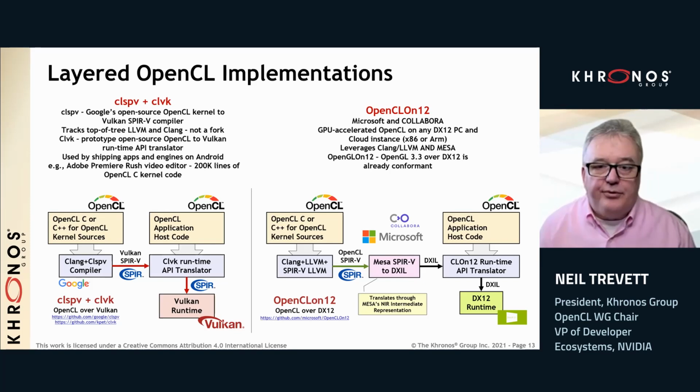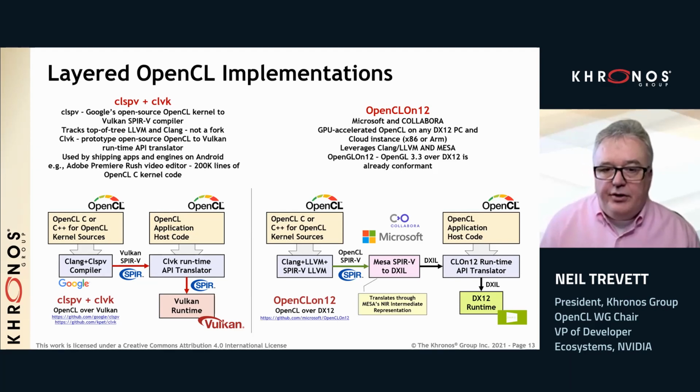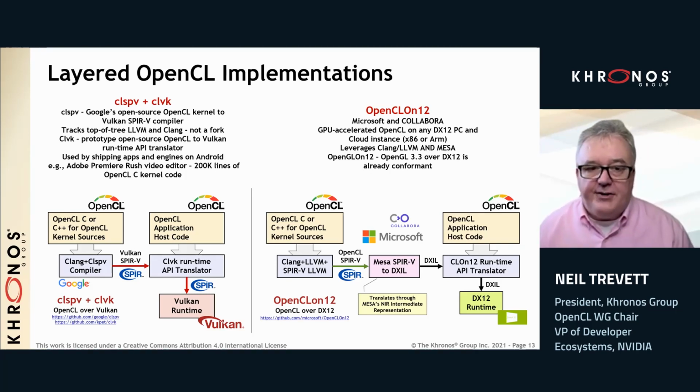And here are two examples of layered OpenCL implementations leveraging SPIR-V. The Google SPIR-V compiler enables OpenCL kernels to be compiled and executed on a Vulkan runtime, which, together with the CLVK runtime API translator, enables OpenCL applications to run over Vulkan. SPIR-V is already being used to ship demanding OpenCL applications on Android, such as Adobe's Rush video editor, that has over 200,000 lines of OpenCL C running on Vulkan with full GPU acceleration.